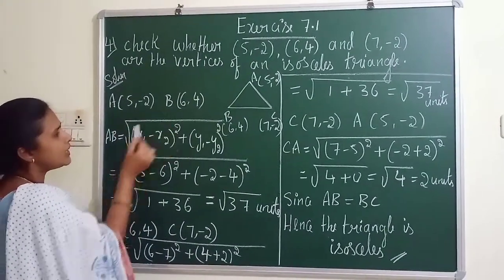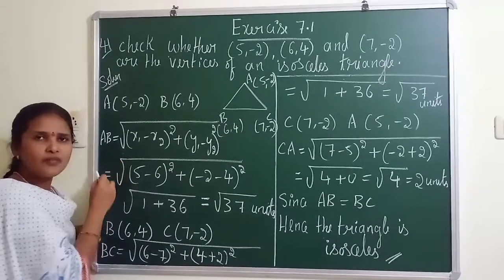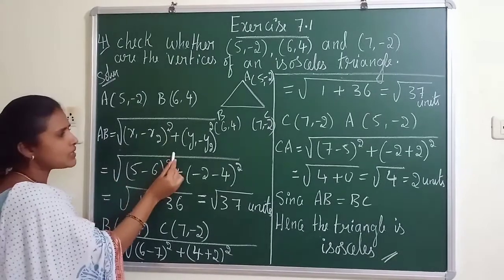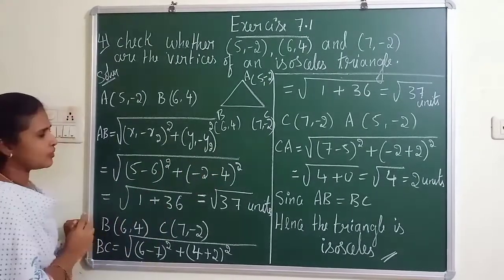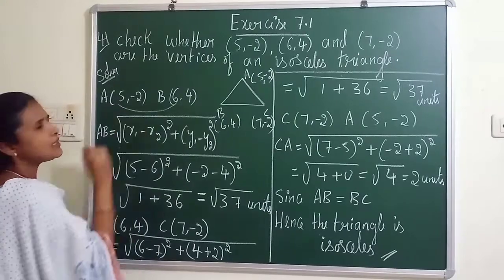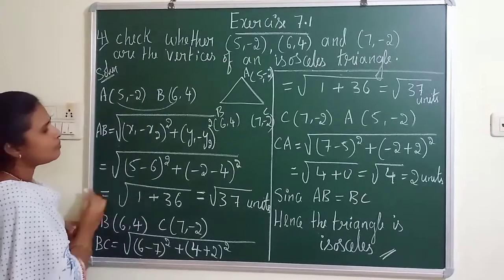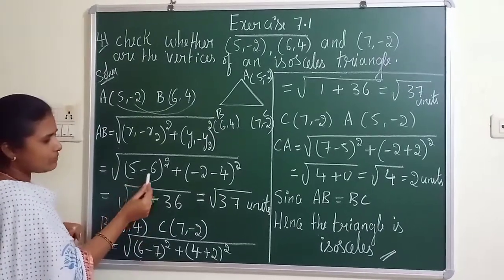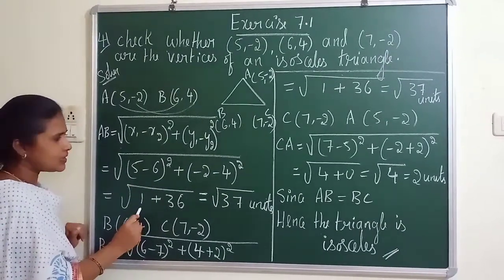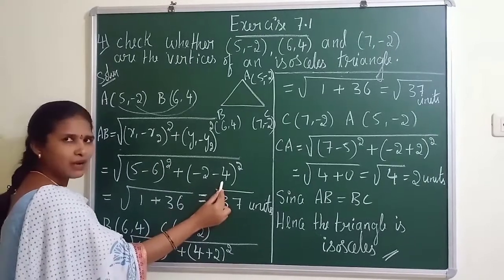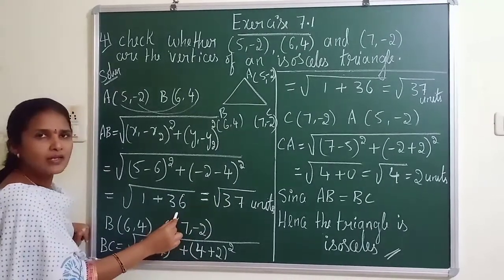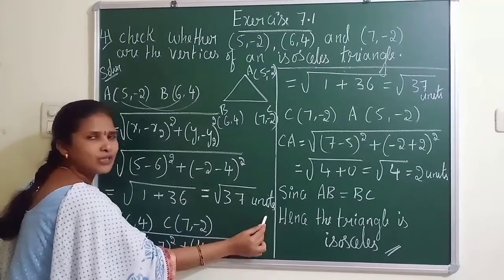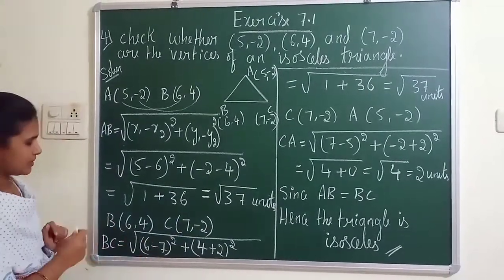So the distance AB is equal to, as you know the distance formula, square root of (x1 minus x2) whole square plus (y1 minus y2) whole square. Now here x1 minus x2, that is (5 minus 6) whole square plus (-2 minus 4) whole square. So try to do it orally. 5 minus 6 is -1, -1 squared is 1, -2 minus 4 is -6 and (-6) whole square is plus 36. So add it, 36 plus 1 is root 37 units. 37 is not a perfect square, so you keep it as it is.